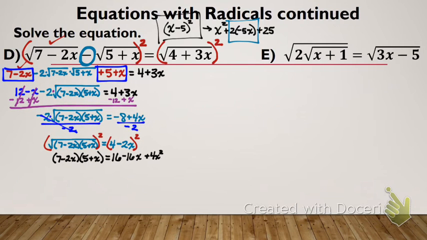Yep, I want to distribute over on the left side. Double distribute. So I have 35 plus 7x minus 10x minus 2x squared. What'd you say? Combine the middle terms. Those two will combine together to give me a negative 3x.